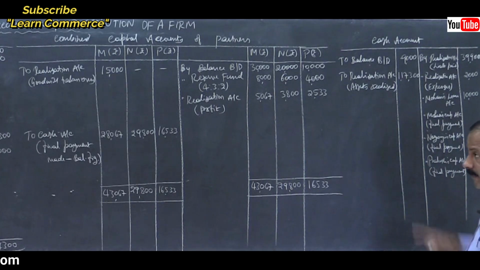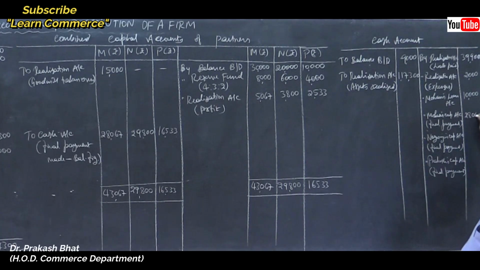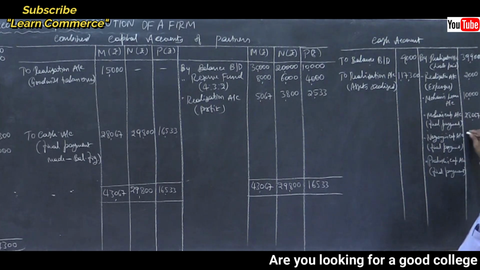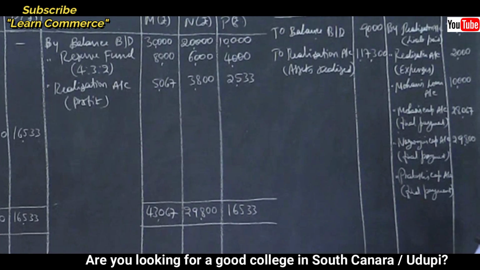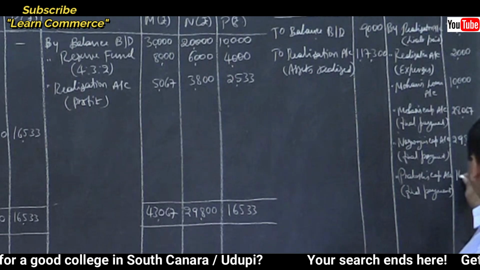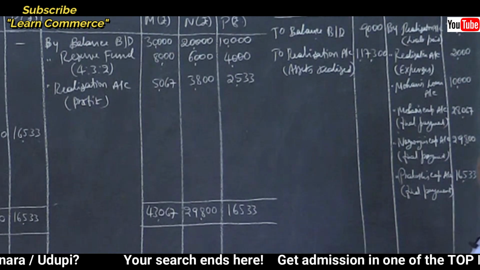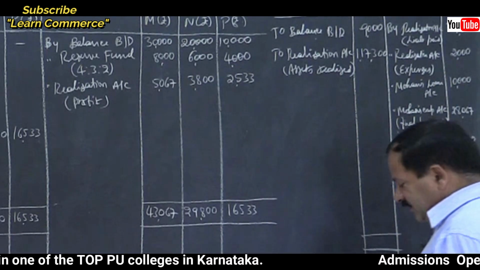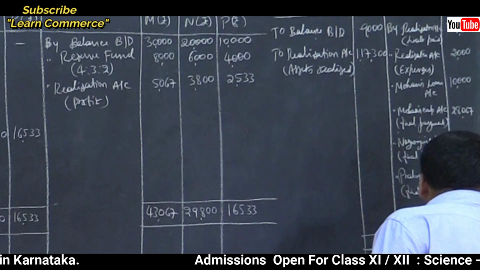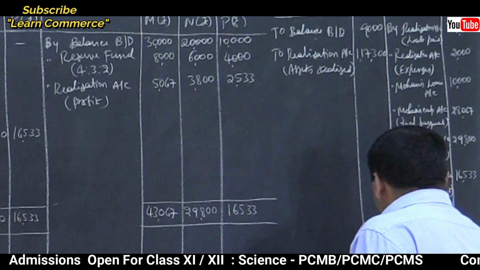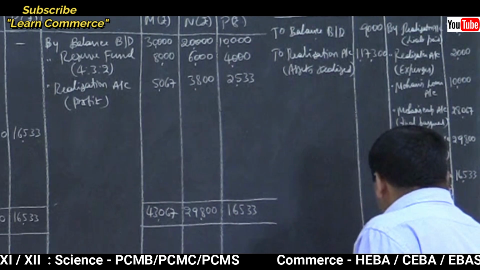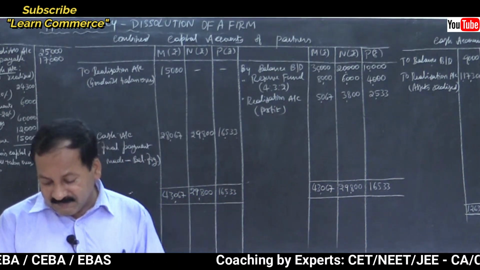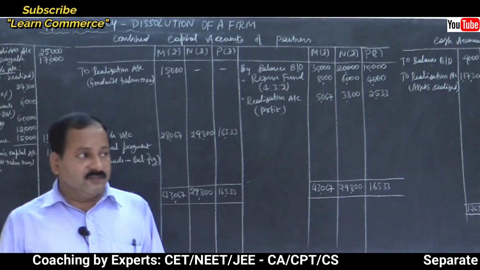Yes, write the amounts. 28,067, then 29,800, last one 16,533. That's all. It's done. Check. It will agree. 126,300. That's all. This is how you have to solve a problem on dissolution.